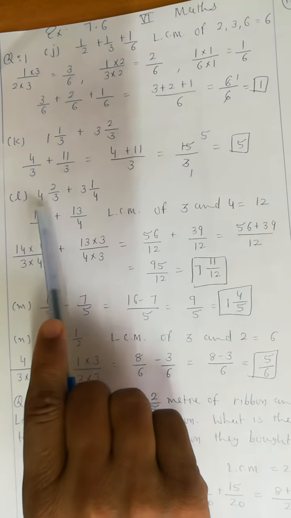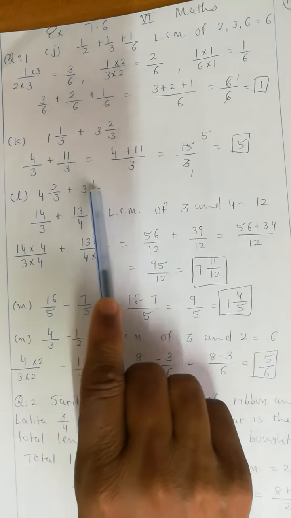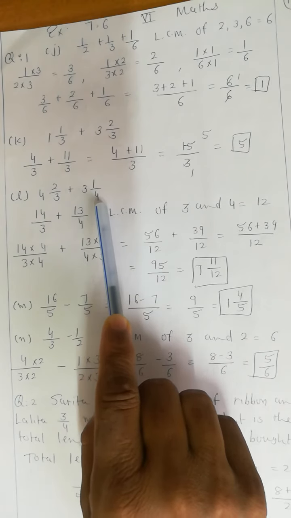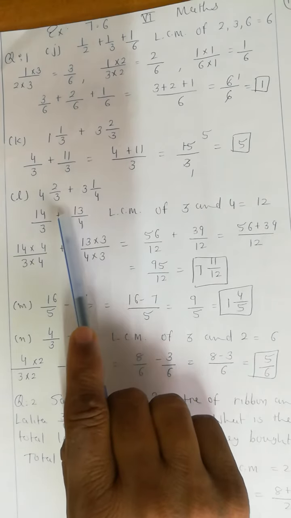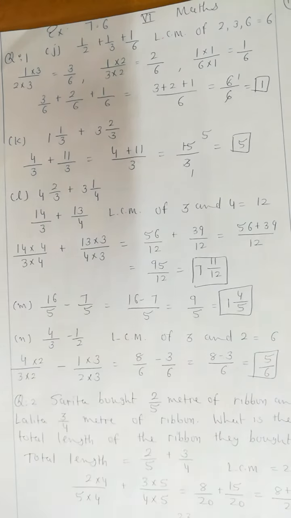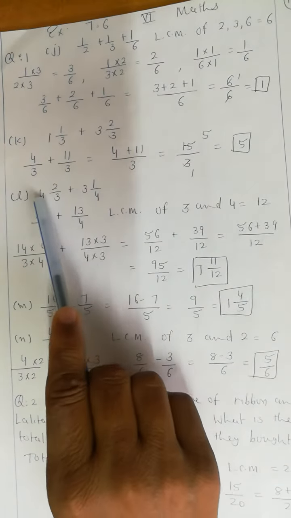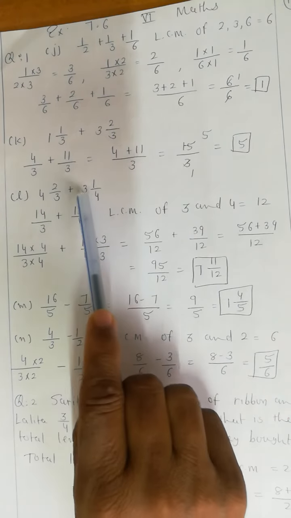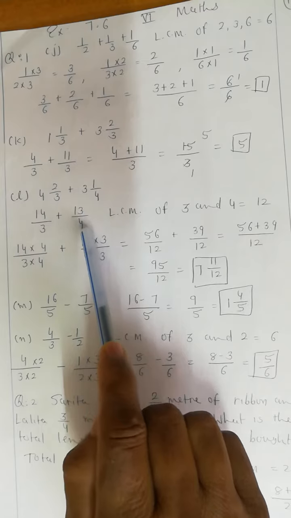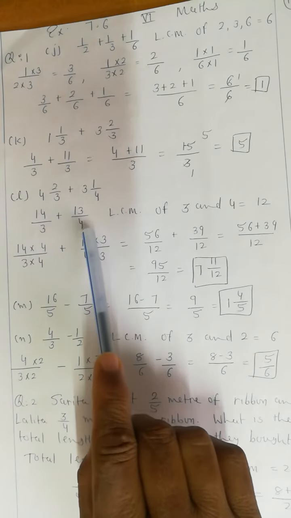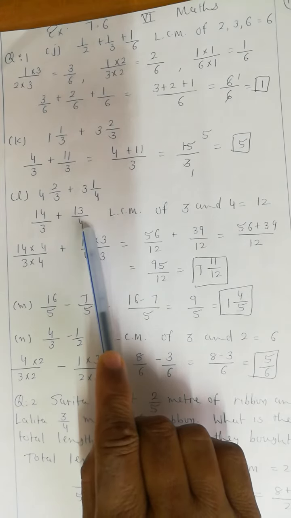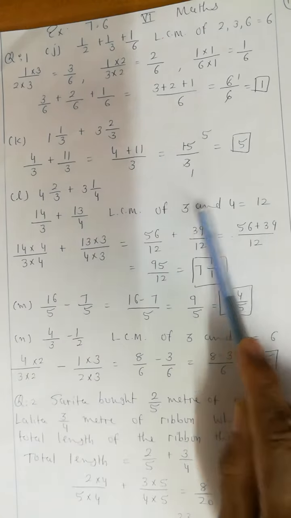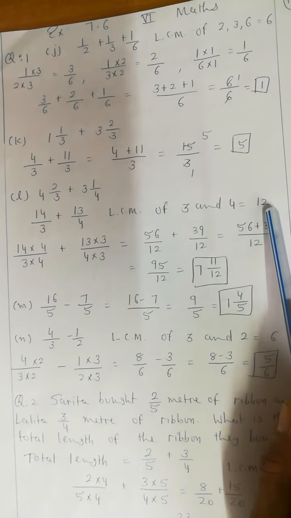Next question, 4 integer 2 upon 3 plus 3 integer 1 upon 4. Here also the mixed fraction is given. Therefore convert the mixed fraction into improper fraction. 3 fours are 12, 12 plus 2, 14 upon 3, plus 4 threes are 12 plus 1, 13 upon 4. Here the denominators are not same. Therefore you have to take LCM of 3 and 4. LCM of 3 and 4 will be 12.